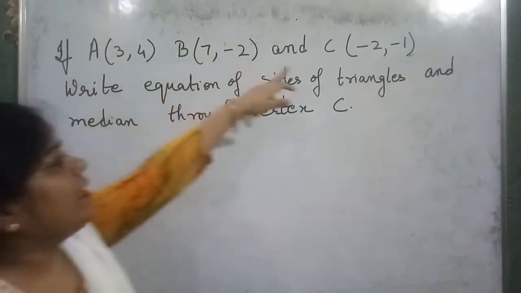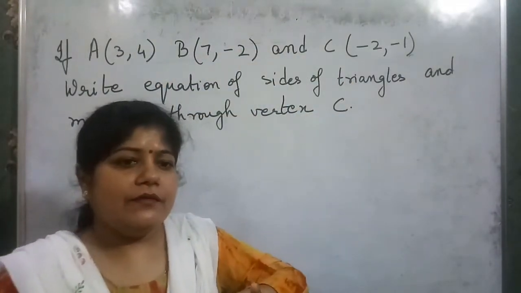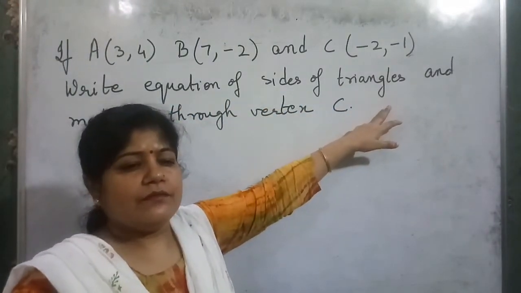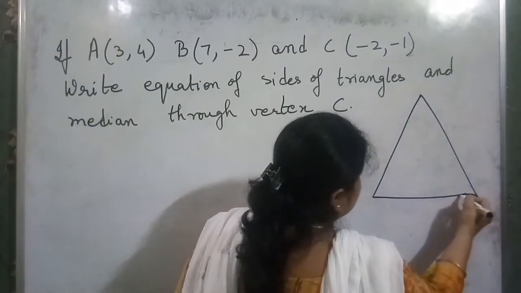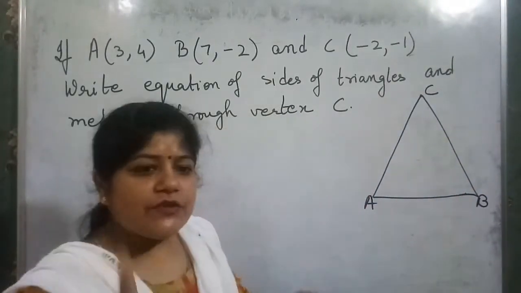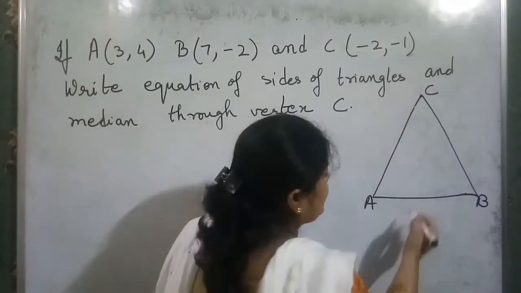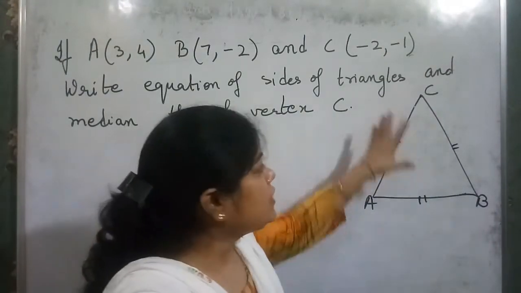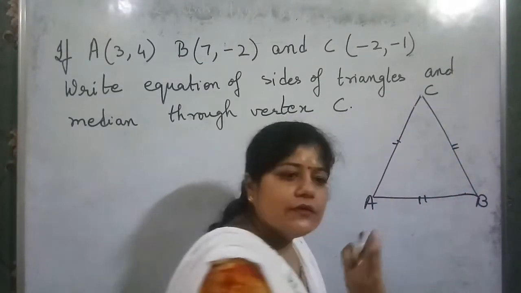If A, B and C are the 3 points which form a triangle, and we have to find the equation of the sides of the triangle. Now we have 3 points. This question is a lengthy one. A, B and C. The first question is that 3 points are given, A, B, C, and we have to find the equations of all the 3 lines. And we can easily find the equations of all the 3 lines using these 2 points, these 2 points, and these 2 points.